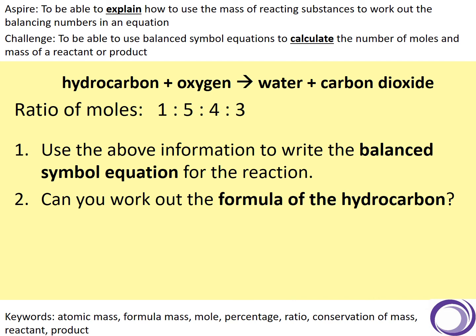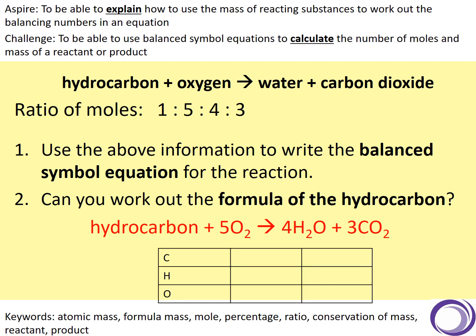So once we've got that, we should be able to write a balanced symbol equation for the reaction, but we need to work out the formula of the hydrocarbon first. So that's our balanced equation, not knowing what the hydrocarbon looks like. We simply put in those balancing numbers in front of the chemicals that we do know the formulas for. And then by looking at our conservation of mass and our conservation of atoms to balance those equations, we count up how many atoms of each one there are on each side.